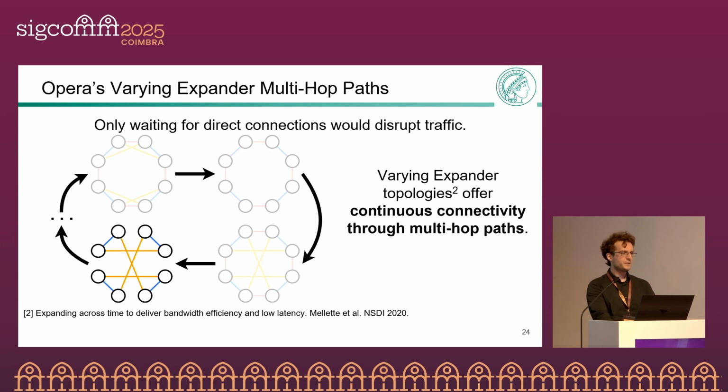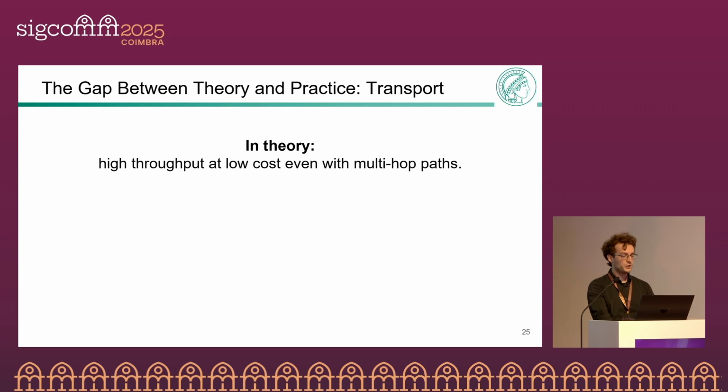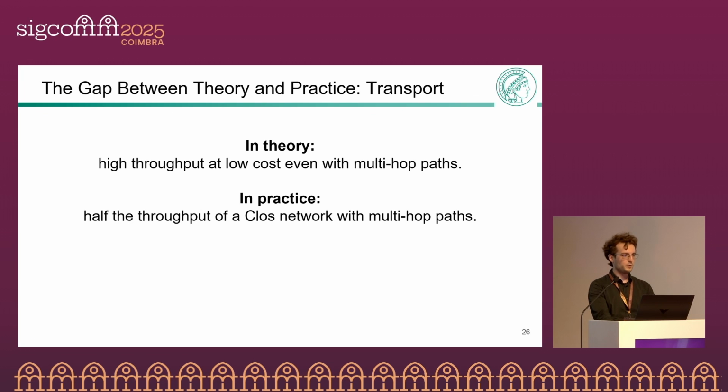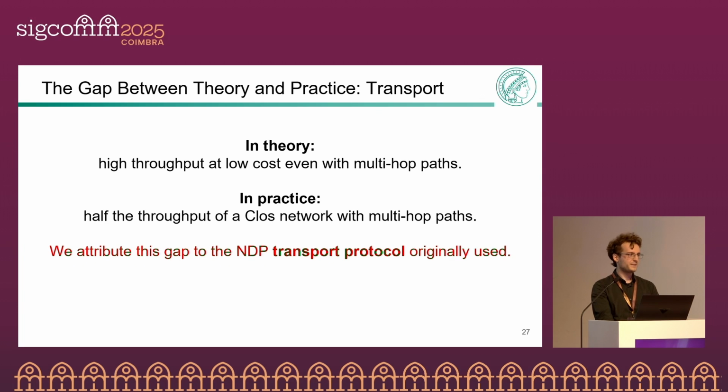So this varying expander network we just presented has some great properties in theory, promising to achieve high throughput at low cost, even if only using these multi-hop paths, because of the great properties of the underlying expanders. However, this was not the case in practice in the original evaluation of Opera. In the original evaluation, the varying expander would only deliver half the throughput of a cost-similar Clos network under some adversarial traffic scenarios. And we attribute this performance gap to the lack of a suitable transfer protocol.